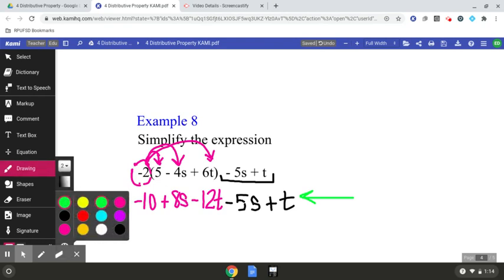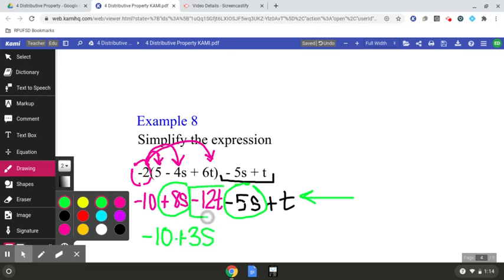So if we can combine anything here, I'm going to look. Negative 10 is just negative 10. I don't have any other regular numbers, so that can just come down. Then I have an 8s. Anything else I have with an s can be combined with that. So I have negative 5s. So 8 plus a negative 5, or 8 minus 5, is a positive 3s.